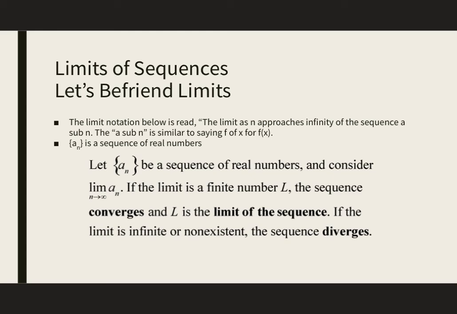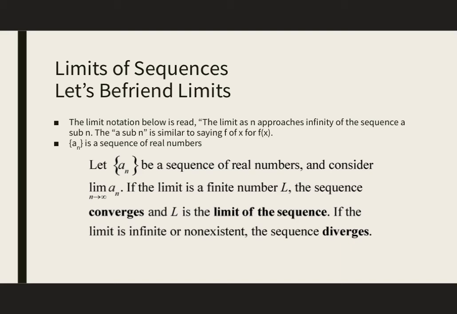It says if the limit is a finite number L, then the sequence converges. In other words, if the result is a real number, then it's a convergent sequence, and L is the limit. But on the other hand, if the limit is infinite or non-existent, like the actual symbol infinity or 1 or negative 1, something that's not clear, then we would call that diverges.